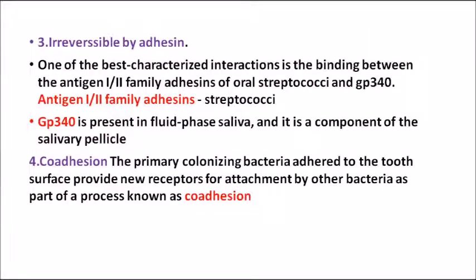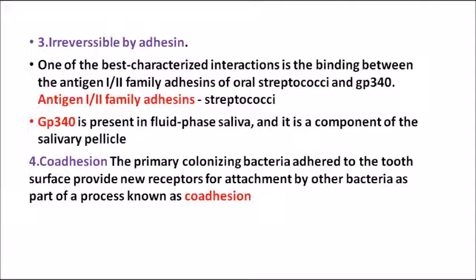Coming to irreversible attachment, we already mentioned it is by the use of adhesins. One of the best characterized interactions is between which adhesin? Antigen 1 or 2 family adhesins of Streptococci and GP340, or glycoprotein 340, which is present in the pellicle. Antigen 1 or 2 family adhesins are usually shown by Streptococci. And GP340, where is it coming from? It is coming from the saliva naturally. It is a component of the pellicle and is derived from saliva.